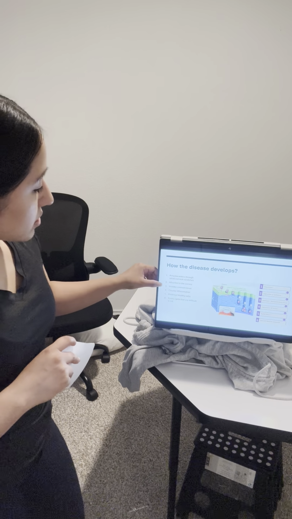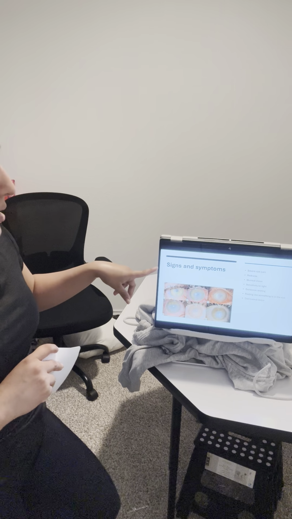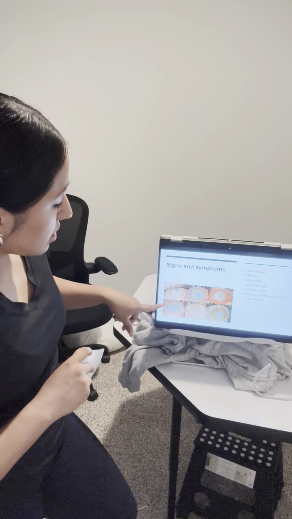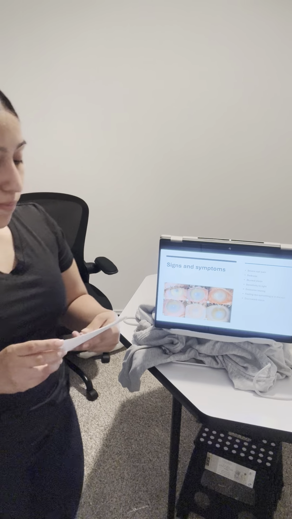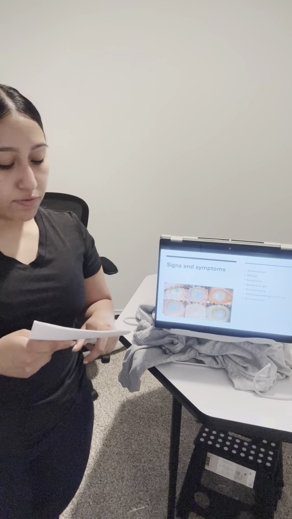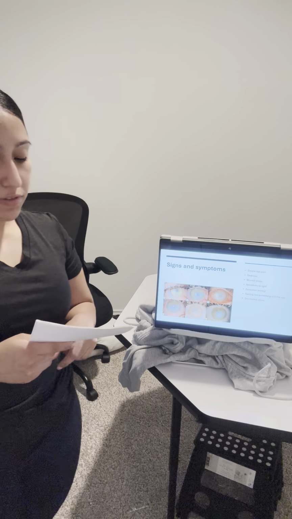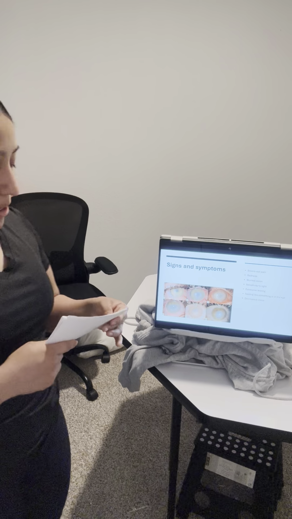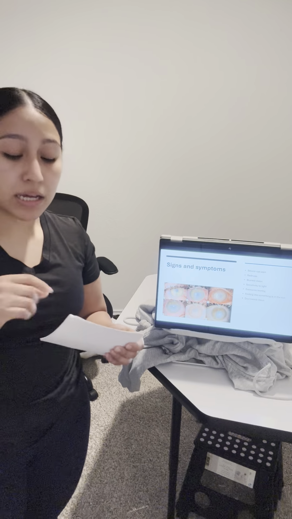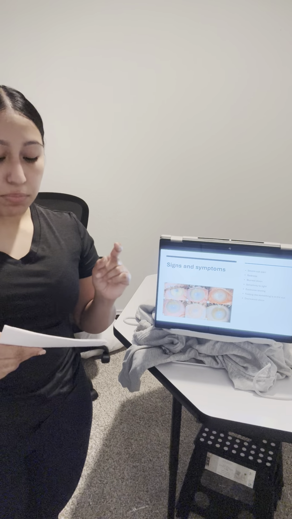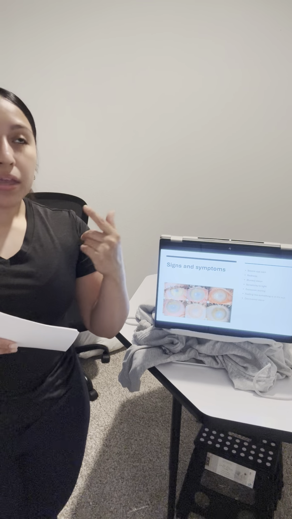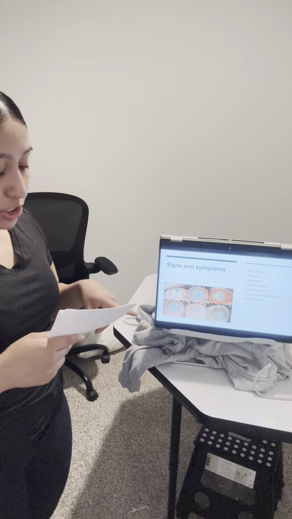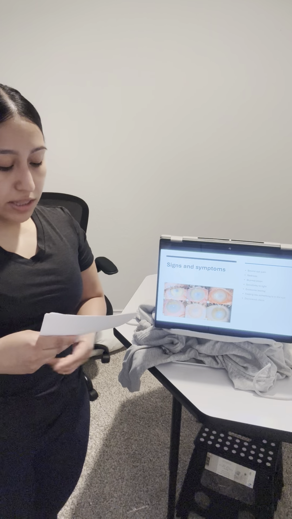So, signs and symptoms. These are the stages of how it works. The symptoms for acanthamoeba keratitis often look like other eye infections, so it's frequently misdiagnosed. Many people first notice severe pain, redness, and blurry vision. The pain gets worse because the amoeba is damaging the nerves in the cornea.